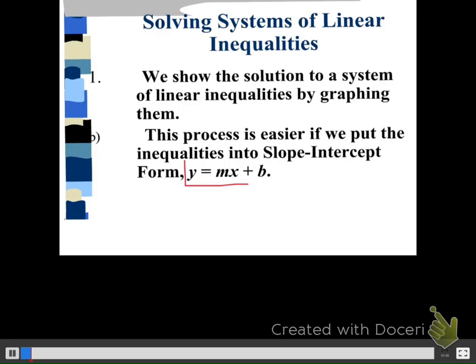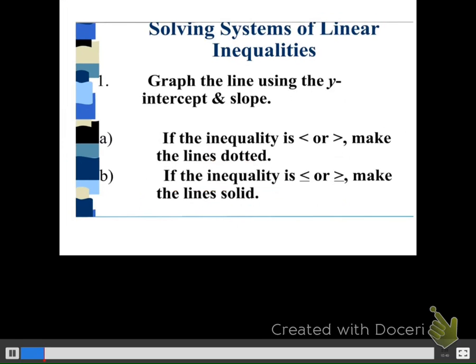Slope-intercept form is y equals mx plus b. Remember, m is the slope of the line, and b is the y-intercept of the line, or where the line crosses the y-axis. Now remember, your first step would be to graph the lines using the y-intercept and slope.